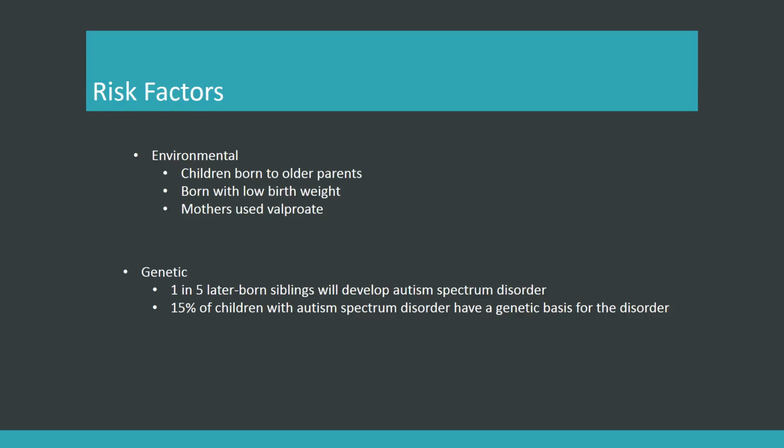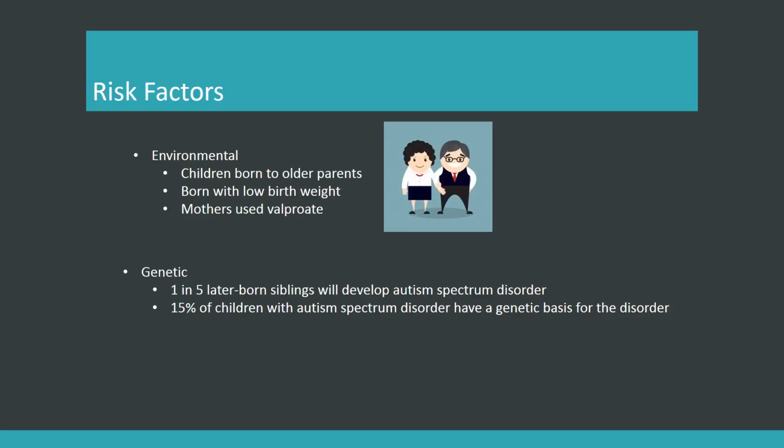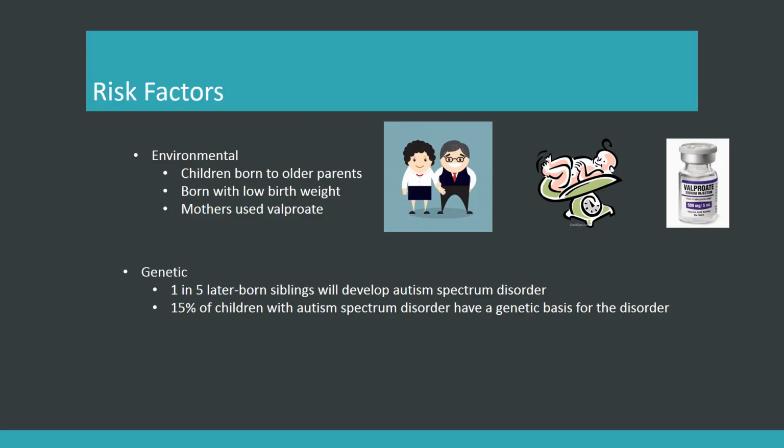Now, what are the risk factors of the autism spectrum disorder? According to DSM-5, there are two risk factors: environmental and genetic. The environmental risk factors include children born to older parents, children born with low birth weight, and, while mothers are pregnant, the use of valproate, which is a medication used to treat seizures and bipolar disorder.